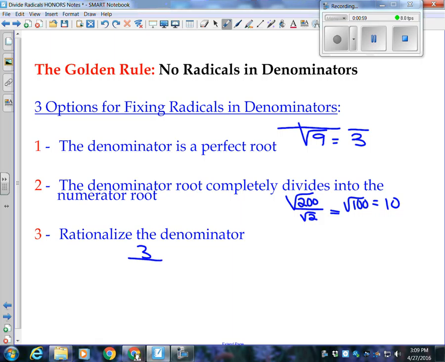What if I had 3 over the square root of 2? In this case, it won't divide, and there's no way that I'm going to be able to make it a perfect square root without doing something to it. And that's where we're going to have the lesson today on rationalizing the denominator.